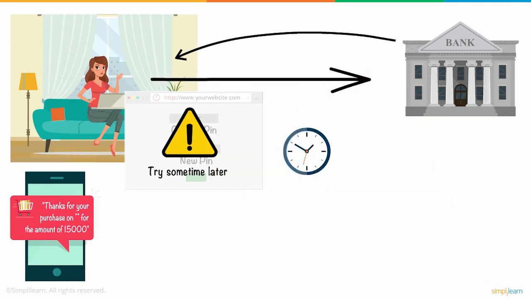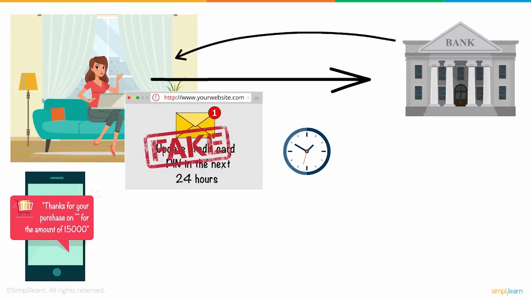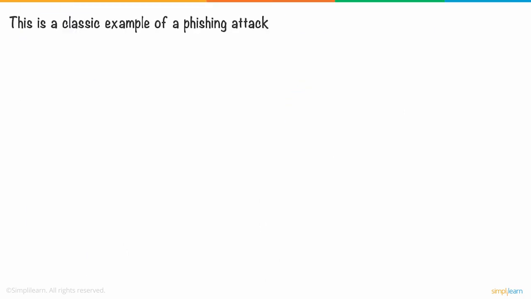Frantically contacting the bank, Jane realized the original email was a counterfeit or a fake message with a malicious link that entailed credit card fraud. This is a classic example of a phishing attack.